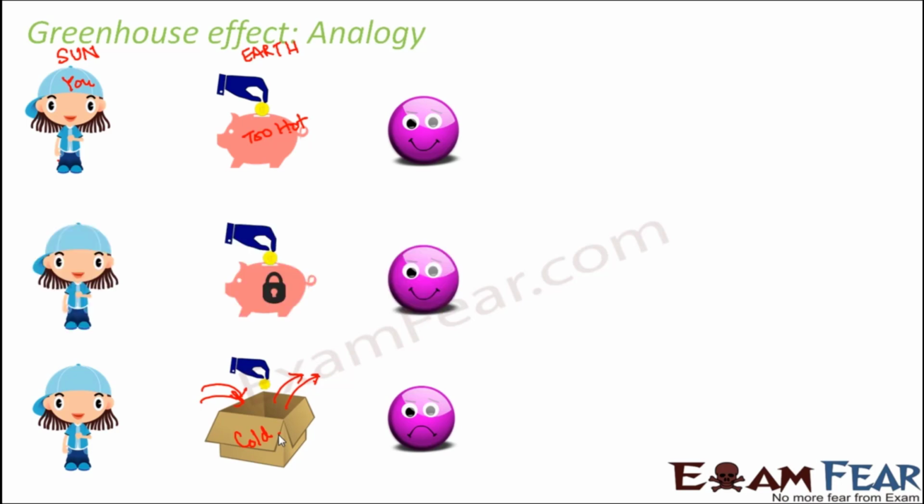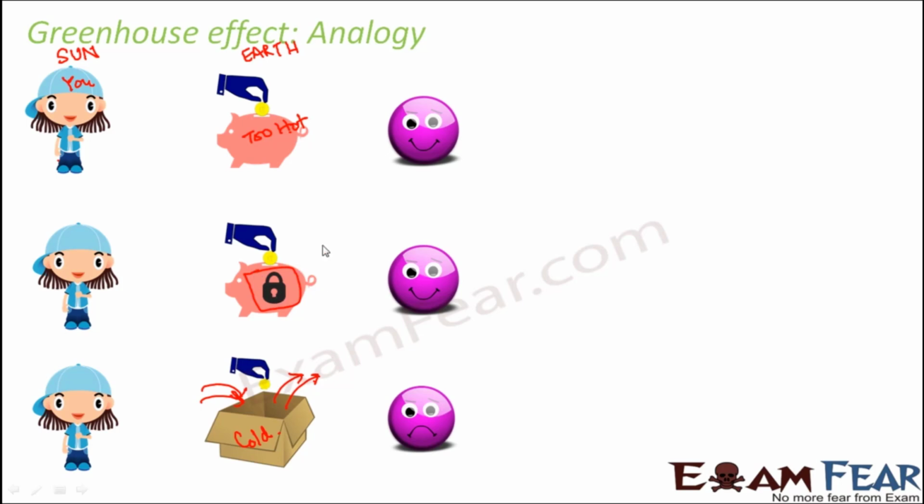So in the intermediate case, you have a piggy bank, but this time you have a lock and key feature in the piggy bank. That means with a key you can open the lock, and that's how you can open the piggy bank only when there is an urgent need. So in this case, what happens? You are able to save your money, but at the same time during emergency you are able to take out some money. So this is what the scenario of atmosphere is.